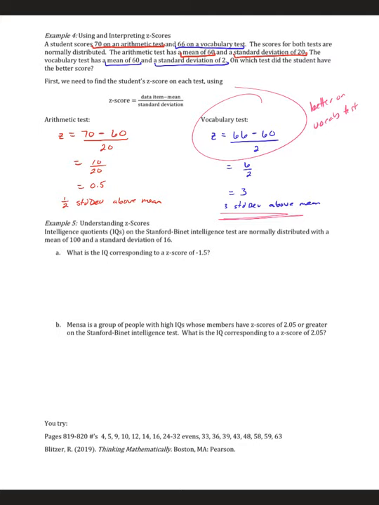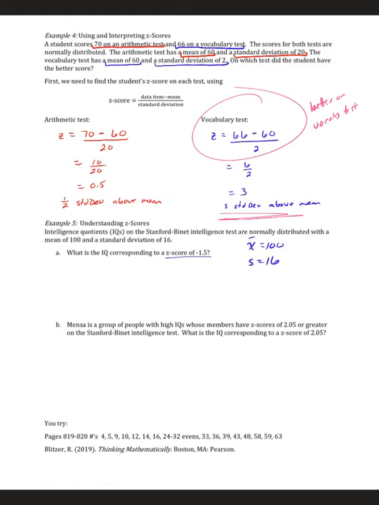Okay, the next one. We're going to be going backwards with it now. In these problems, they're going to give us the z-score, the mean, and the standard deviation, and we need to find what the data value is. This one is about an IQ test. They're normally distributed with a mean of 100, so our mean is 100 with a standard deviation of 16. Now it's telling us it has a z-score of negative 1.5.